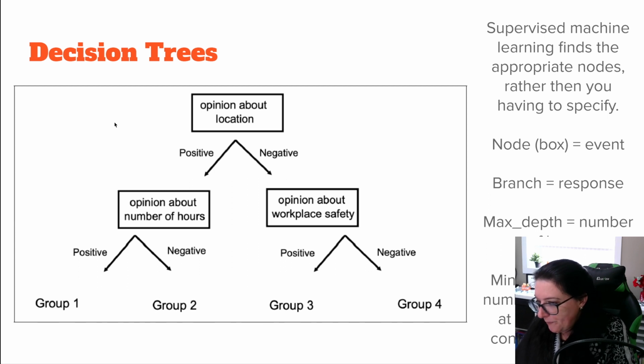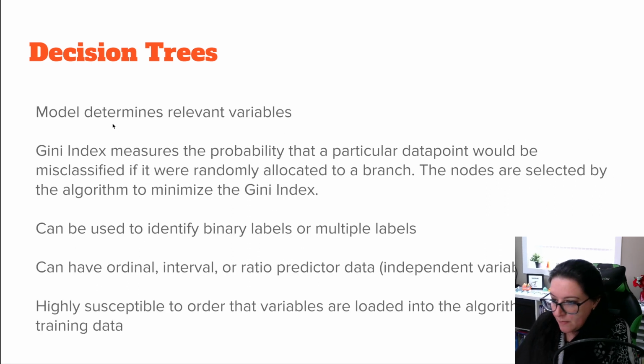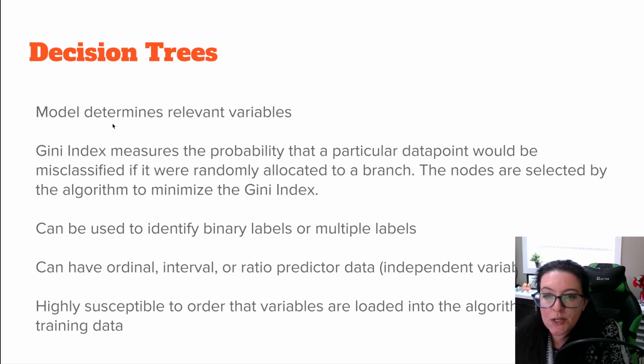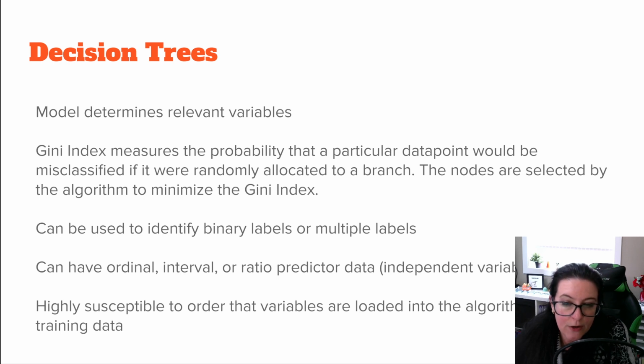All right, so with decision trees, the model is going to determine which predictor variables are really relevant. It can be used with binary labels or with multiple labels. So like the K nearest neighbors, it can be multiple labels. Like the general linearized model, it can be binary, yes, no. And when it comes to the predictor variables, they can be ordinal, interval, or ratio. So they can't be nominal. Only naive Bayes allows for nominal, but they can be ordinal, interval, or ratio.